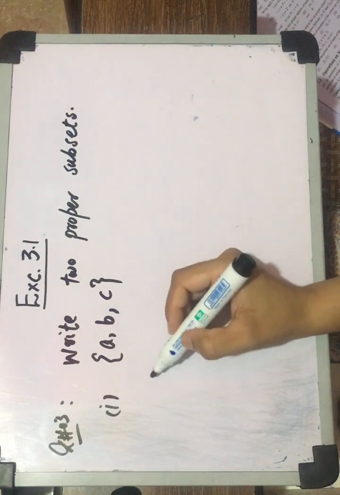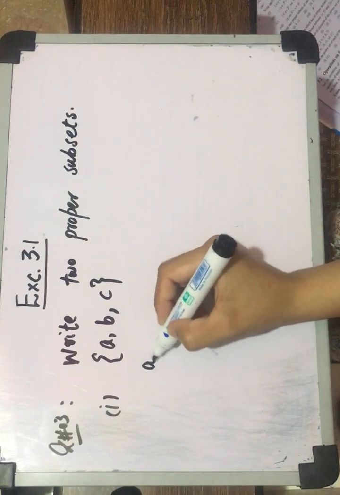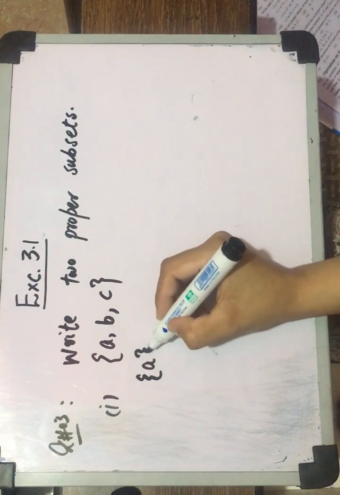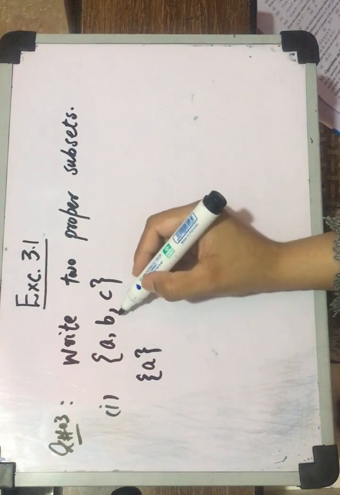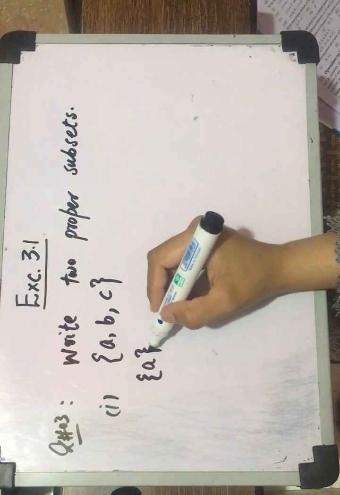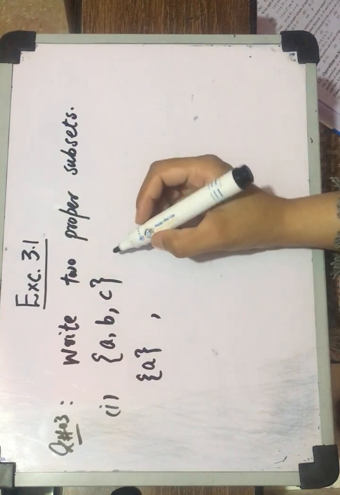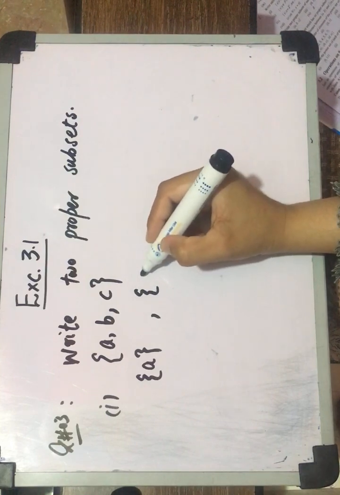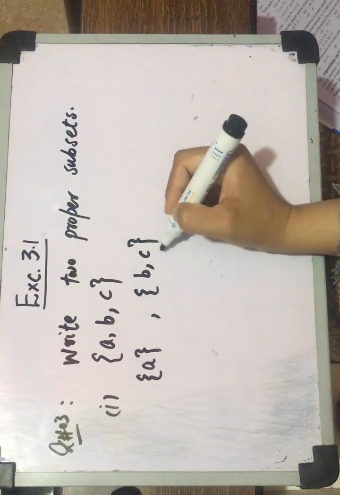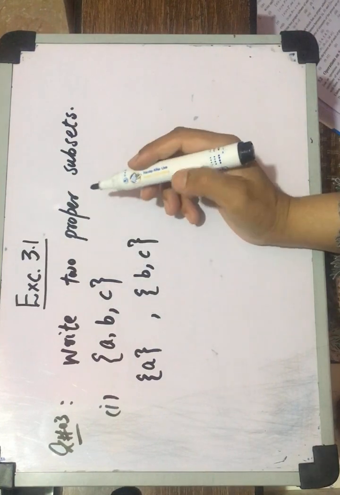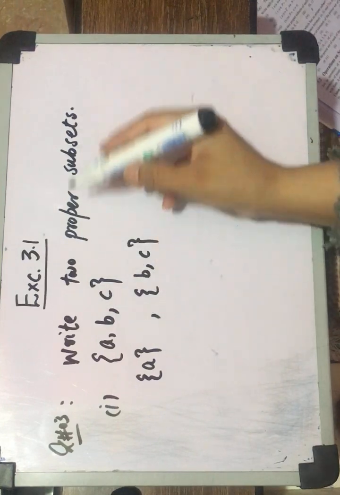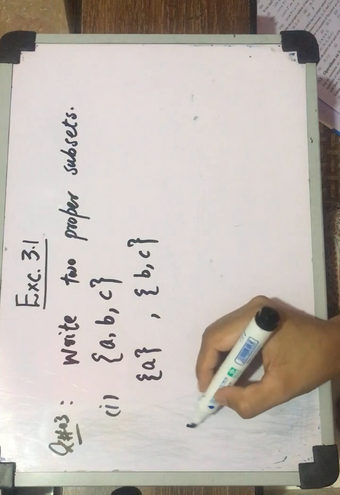Then we have two proper subsets. I'm going to write {A}, because it is contained in {A, B, C}, so we can say that this is a proper subset of this set. Let's suppose we have another set, {B, C}. {B, C} is contained in this set, so both of these are proper subsets of this set.